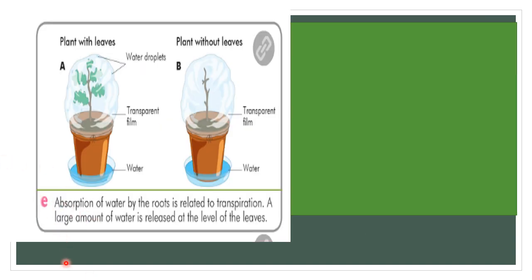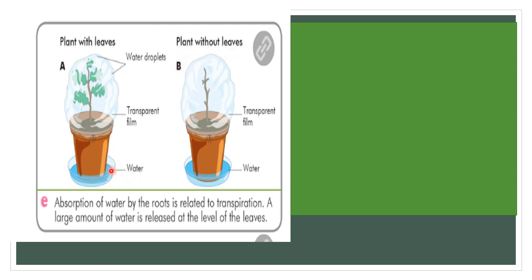Let's move to document E. Absorption of water by the roots is related to transpiration. A large amount of water is released at the level of the leaves. Let's see here. Here we have two plants. Plant A is a plant with leaves, while plant B is a plant without leaves.